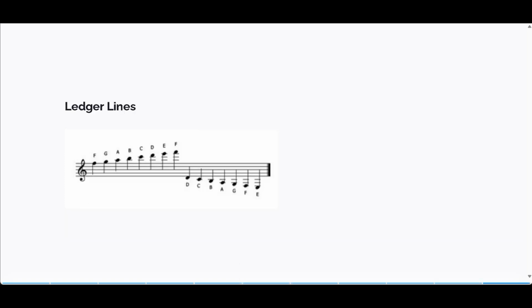Then ledger lines are like this. By the way, this is not a ledger line. This F is not a ledger line. From G onwards is the ledger lines, starting from here. Okay.